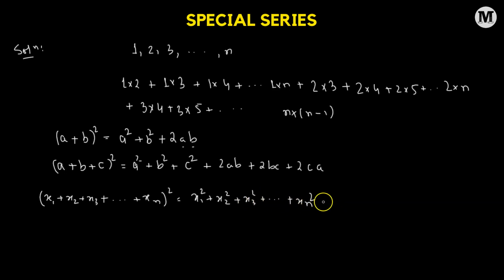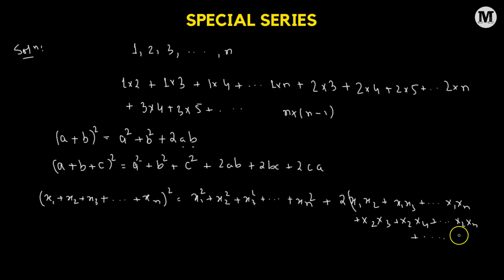Right? This is fine. And then we'll also have the product between any 2 terms at a time. So we can have 2 times x1 times x2. We'll take 2 as the common factor. Added to, we'll have x1 times x3 going all the way up to x1 times xn. Then we'll have added to x2 times x3. Then we have x2 times x4 going all the way up to x2 times xn. And then we will get some more terms here.